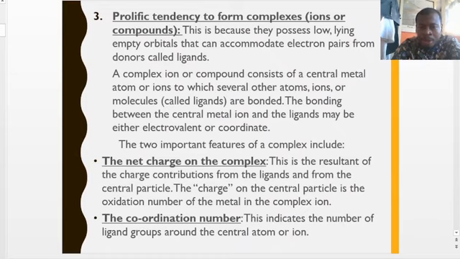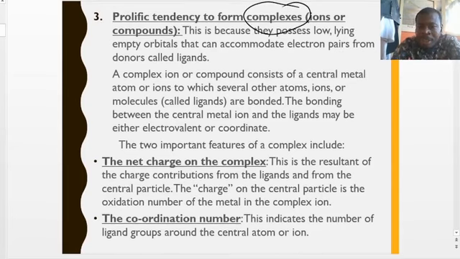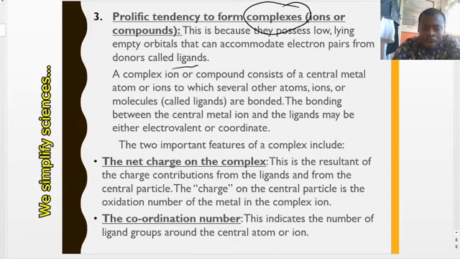So number 3, the third property of these transition metals is the prolific tendency to form complexes. Transition metals generally have the tendency or the ability to form complexes. So we talk about formation of complex ions or complex compounds. This is because they possess low-lying empty orbitals that can accommodate electron pairs from the donors or the ligands. So generally, when you look at formation of complex ions, you'll be talking about substances like tetraamminecopper(II) ion. For example, this is an example of a complex ion.